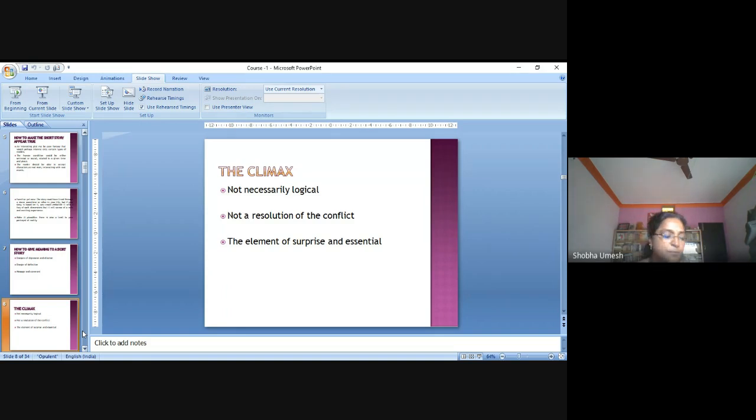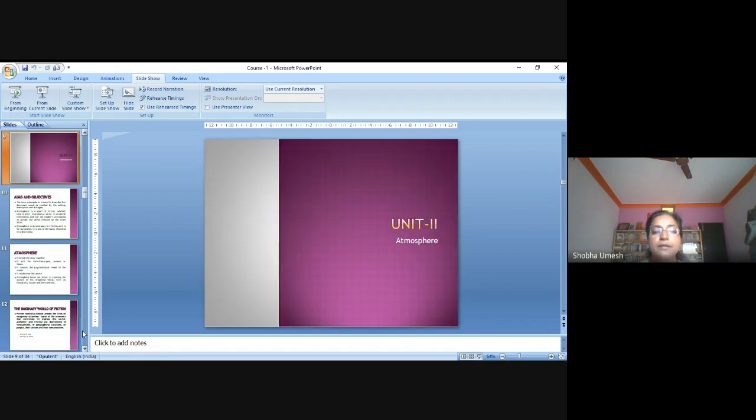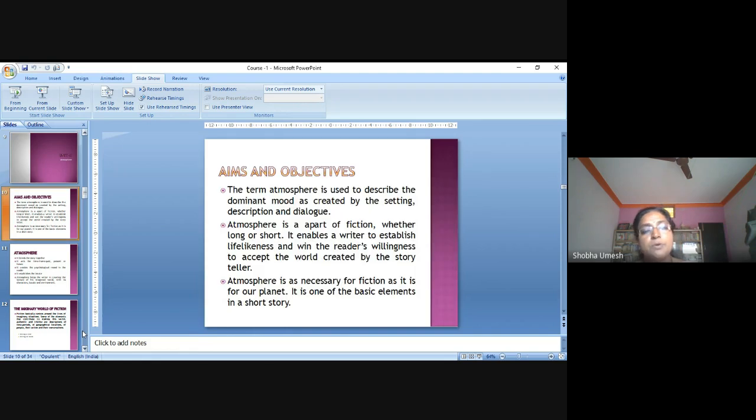And next, we'll move on to the next unit, that is atmosphere. What is atmosphere? What do we mean by atmosphere? So this is also very important. What are the main objectives of the atmosphere? See, the term atmosphere is used to describe the dominant mood as created by the setting, descriptions, and dialogue.